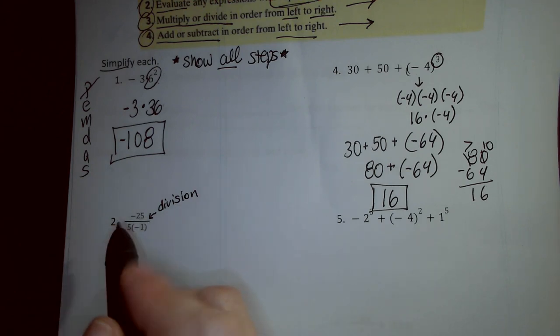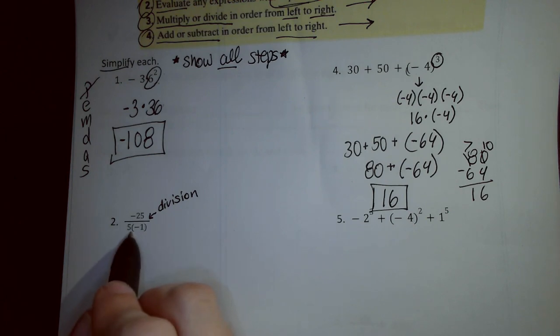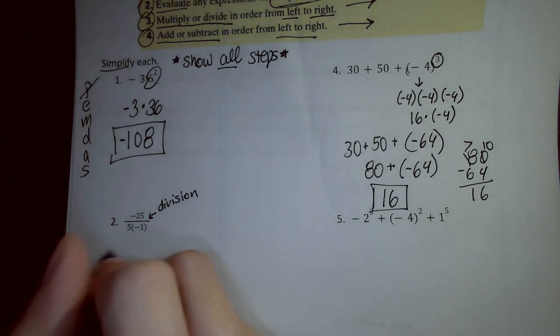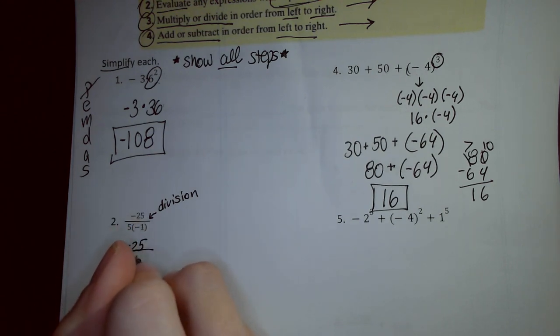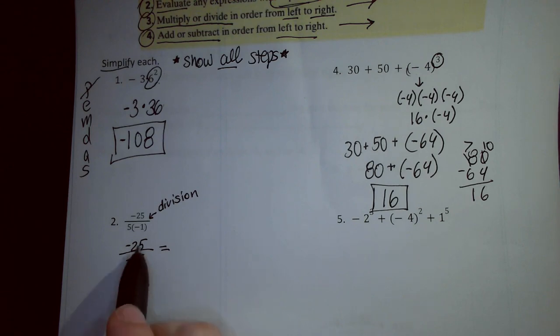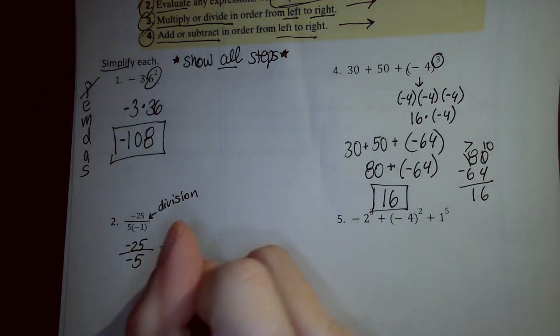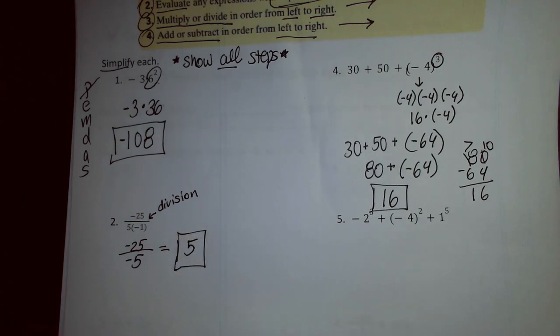Negative 25 is already pretty simplified. You can't do anything there. There's no operations to do. But here we have 5 times negative 1. So we're going to do that first. We get negative 5. And now we have no more parentheses, no more operations to do. So now we divide. Negative 25 divided by negative 5, positive 5. All right.